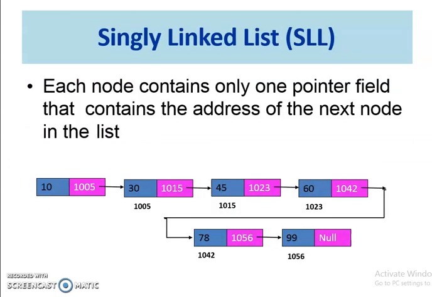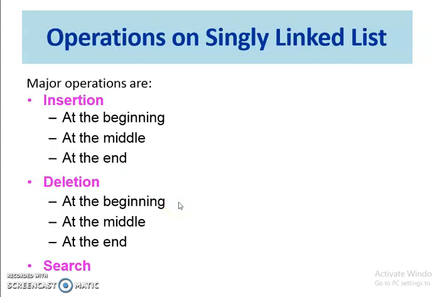Let us see singly linked list in detail. Each node in the singly linked list contains one pointer field that contains the address of the next node in the list. The operations that can be performed on the singly linked list are insertion, deletion, and search. Coming to the insertion, there are three possibilities where the insertion can be done: at the beginning, at the middle, or at the end. Similarly, the deletion can be done at the beginning, at the middle, or at the end.